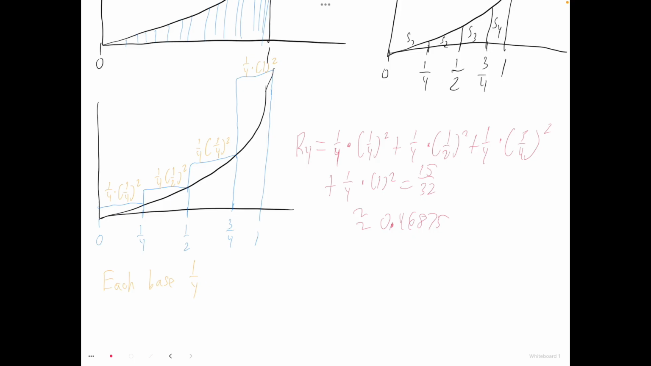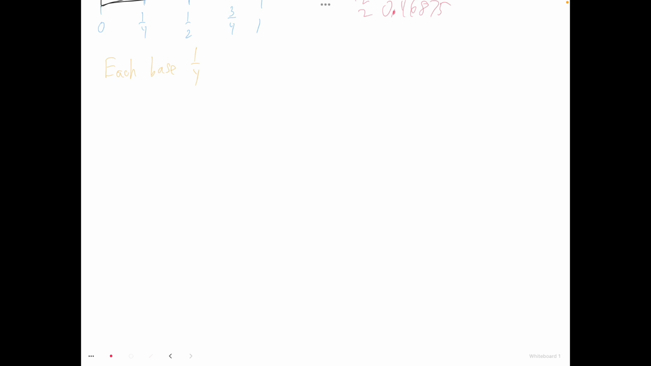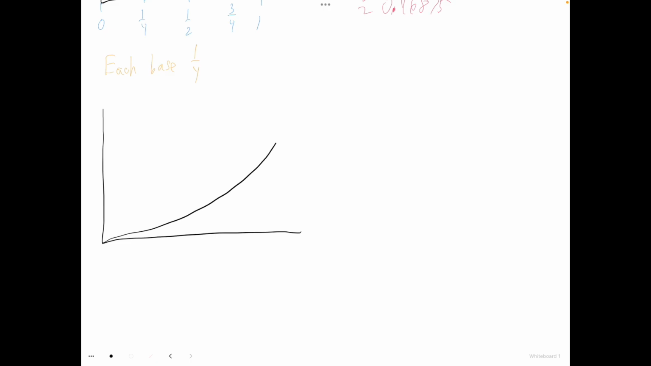And so now let's do the left-hand side. So now we're just going to use the left-hand side of each interval instead of the right-hand side to form our rectangles. So again, we have our region. We have 0, 1/4, 1/2, 3/4, and then 1. And now to form our rectangles, we're going to use the left side instead of the right side. So the first rectangle has a height of 0. Then our second rectangle, third rectangle, and fourth rectangle.